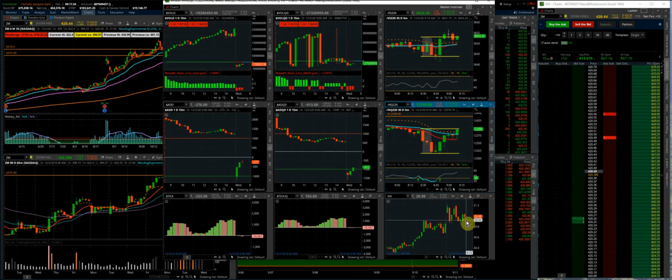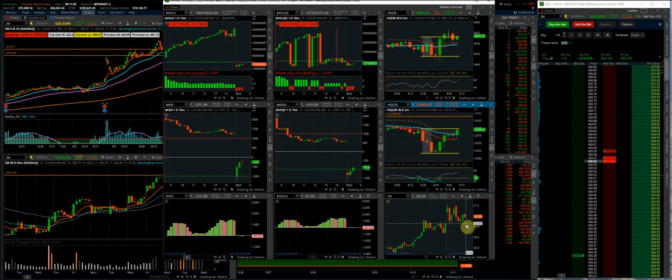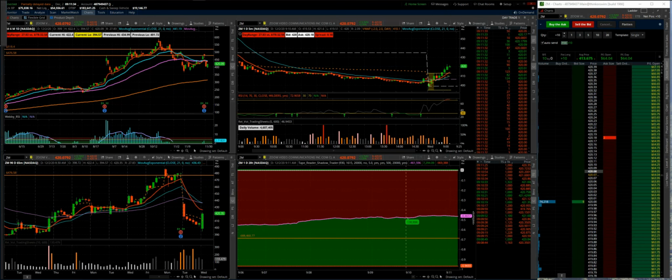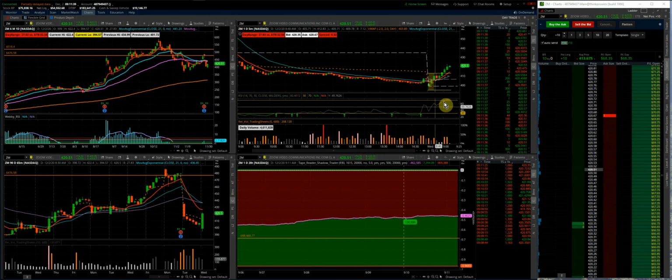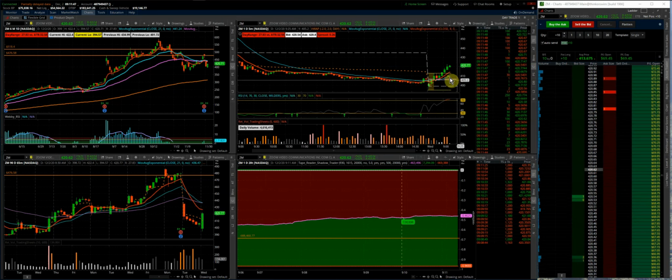My VIX is moving up, down, up, down, up. Let's hope it moves down now. So I'm keeping an eye on these market internals, because my stocks move with it. I saw a little bit of deterioration here on my Zoom.